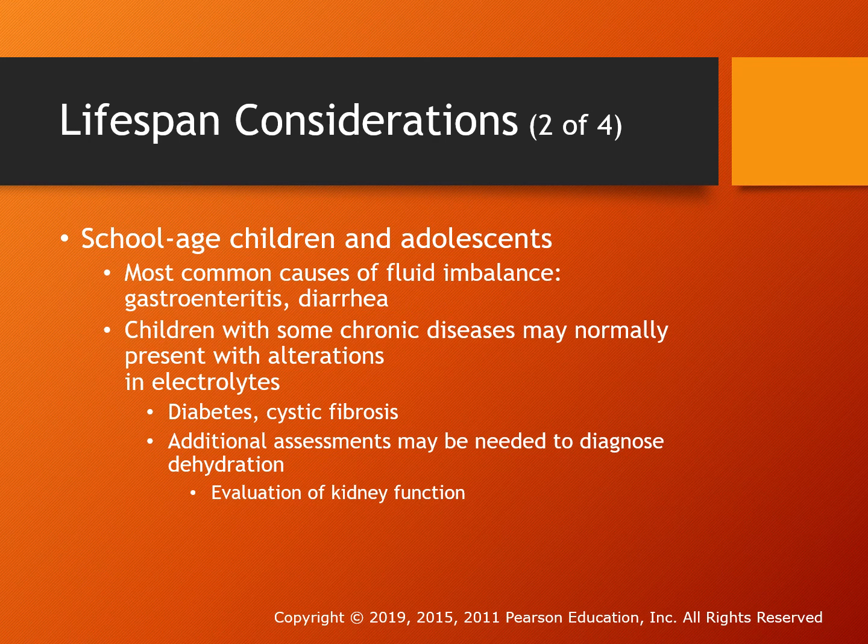In school-age children, GI problems and diarrhea are the most common causes of imbalances, and some of the symptoms you'll see are changes in capillary refill, appearance of mucous membranes, quality of pulses, skin elasticity, ability to make tears, and urine output. All these will be affected. You need to assess these areas. Children that have diabetes and cystic fibrosis may normally present with some alterations in electrolytes. Additional assessments may be required. So these children are at high risk.